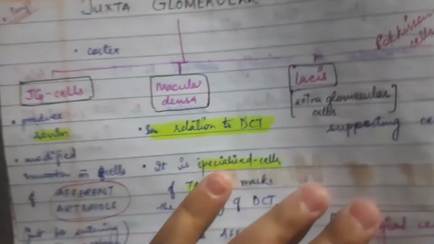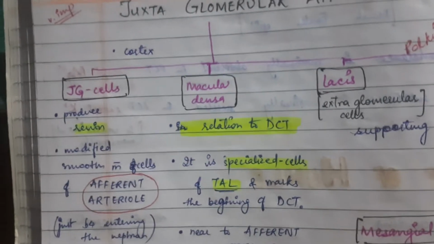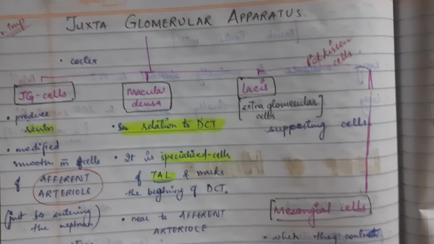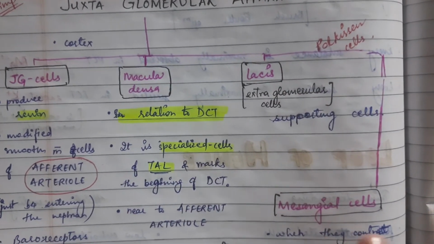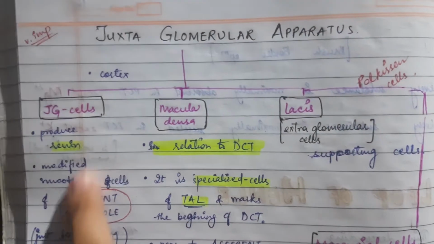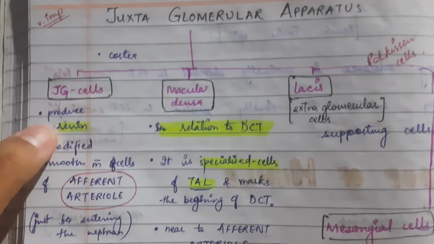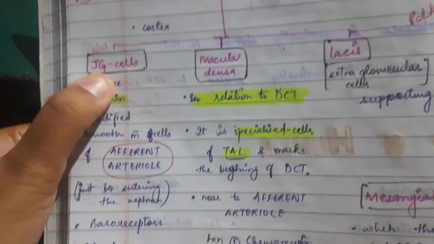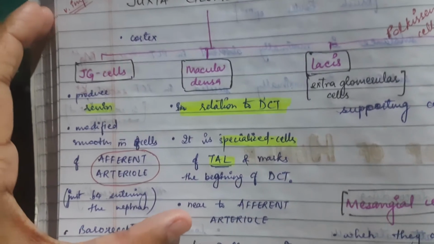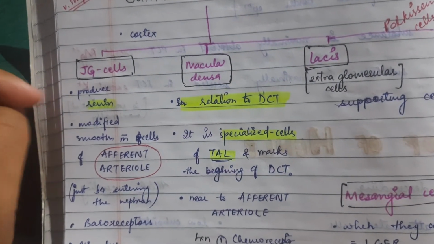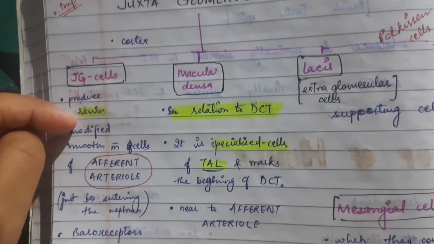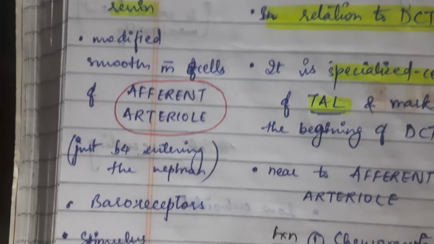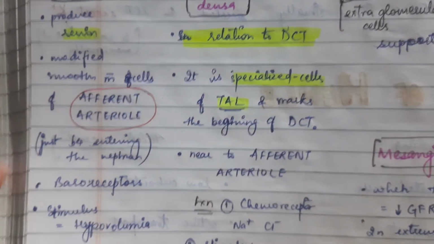Juxtaglomerular apparatus. It is very important. It is in the cortex and has four types of cells: JG cells, macula densa, Lacis cells, and mesangial cells. What is the function of JG cells? JG cells produce renin. They are modified smooth muscle cells of the afferent arteriole, just before it enters the nephron.